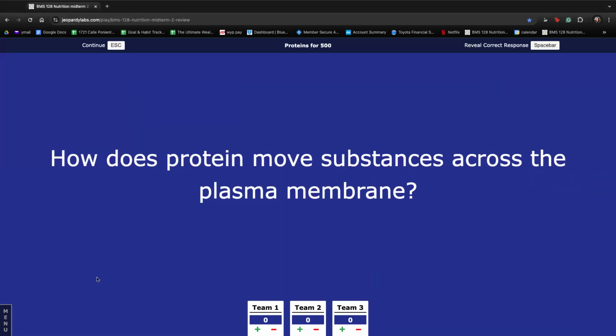How does protein move substances across the plasma membrane?